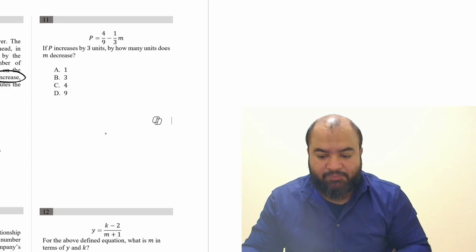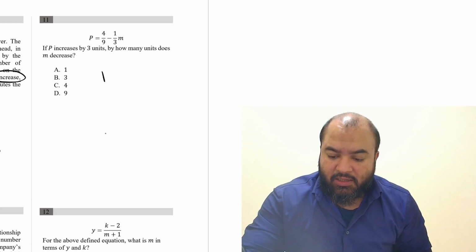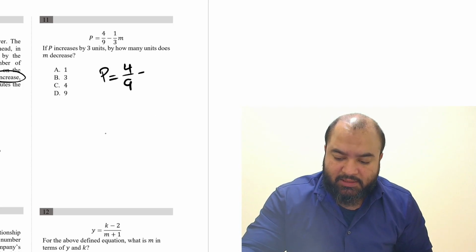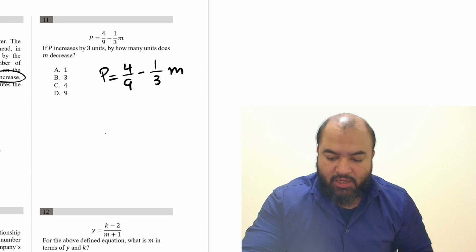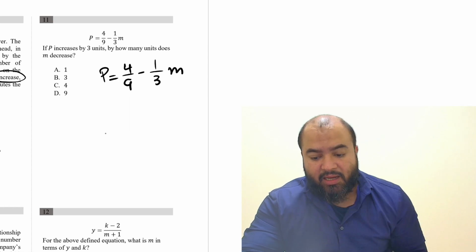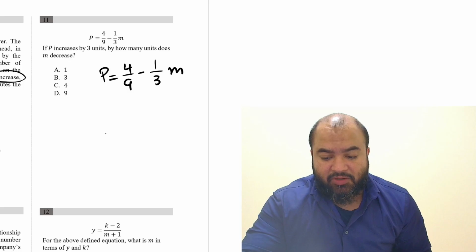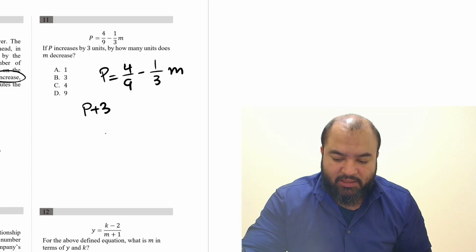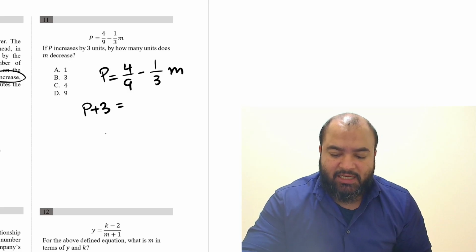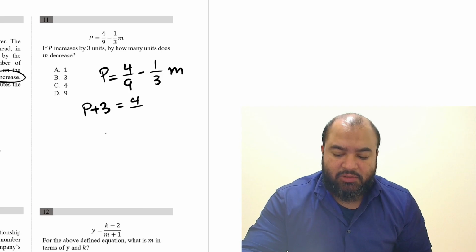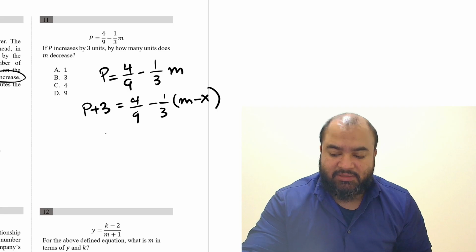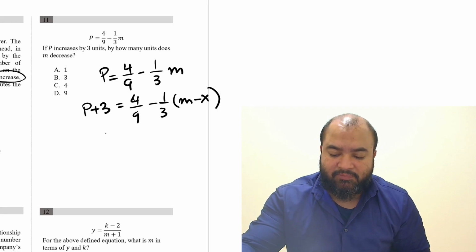Question 11, it says P is equal to 4/9 minus 1/3 M. And then it says, if P increases by 3 units, so P plus 3 is equal to, how many units does M decrease? So 4/9 minus 1/3 M minus X. So it decreases by X, let's say.